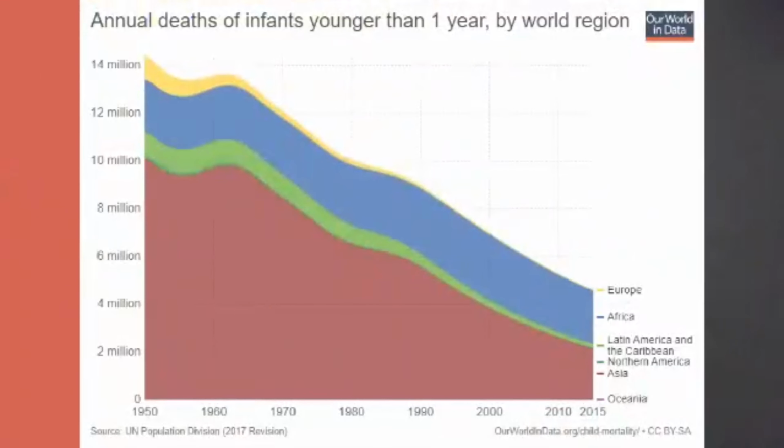So looking at the chart, we can see over time, especially over the last 50 years, how this has dramatically decreased. Europe started shoring this up in the 80s, where it became extremely small. And then we see Asia's has dropped significantly.